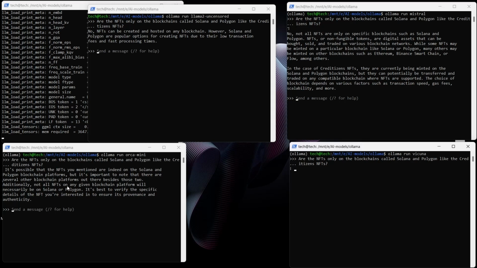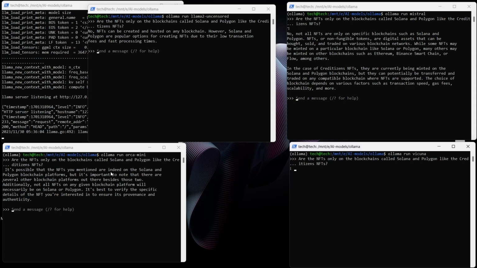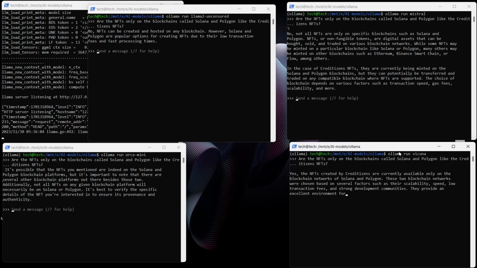Let's see, the Orca Mini was very quick to answer. It's possible that the NFTs you mentioned are indeed on the Solana and Polygon blockchain platforms, but it's important to note that there are several other blockchain platforms out there besides those two. Additionally, not all NFTs on any given blockchain platform would necessarily be on Solana or Polygon. It's best to verify the specific details of the NFT you're interested in to ensure its provenance. So here it's more on the safety side.